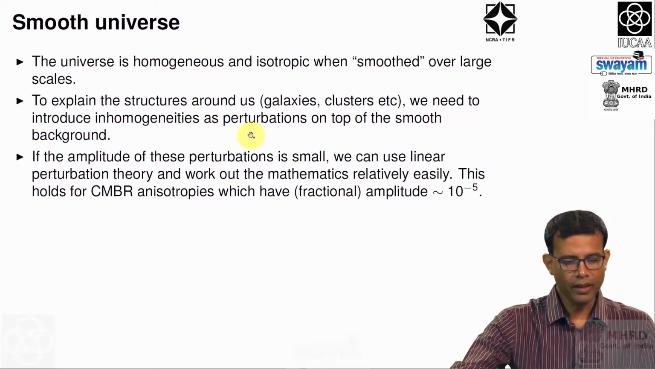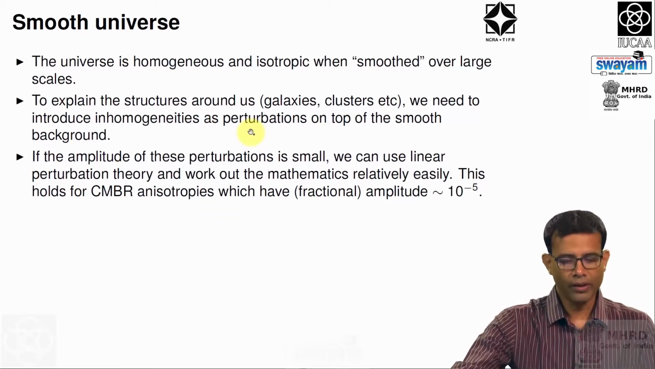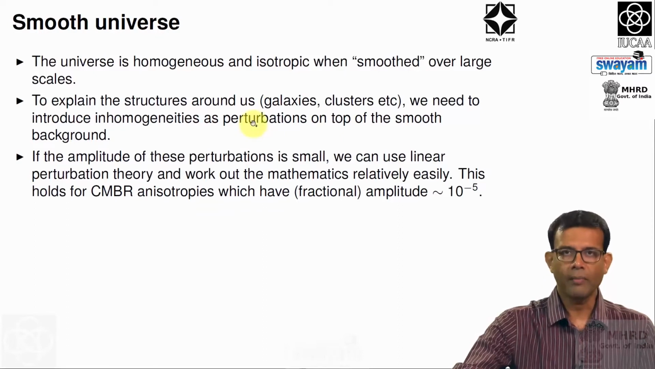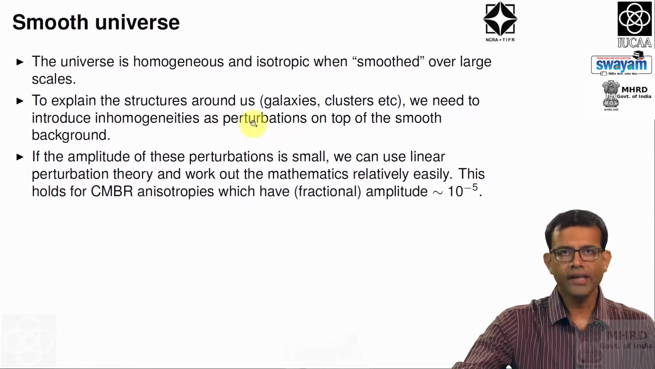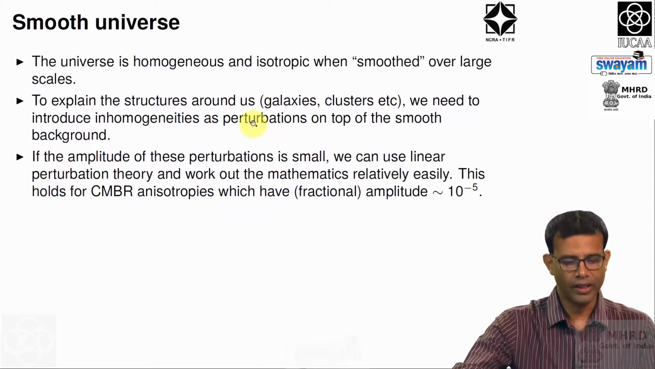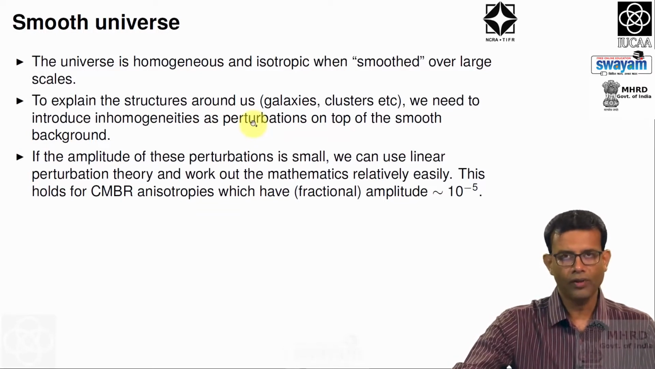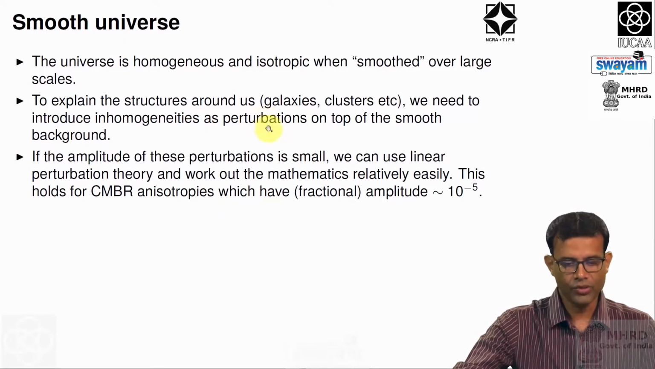Formalism becomes much simpler if the amplitude of these perturbations is small. In that case, we can use the linear perturbation theory and work out the mathematics relatively easily. This, for example, will hold for the universe during the time CMBR was generated, because we have seen in the last lecture that the CMBR anisotropies have fractional amplitudes of the order of 10 to the power minus 5. These are small, so we can deal with such perturbations using linear theory.